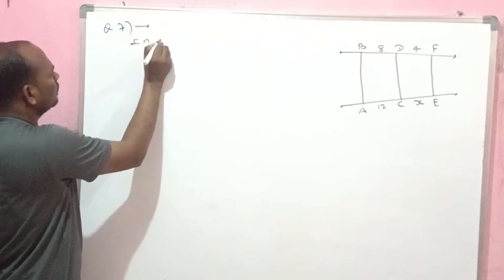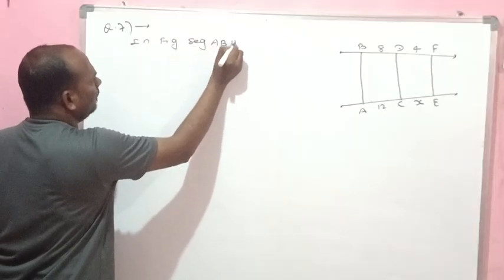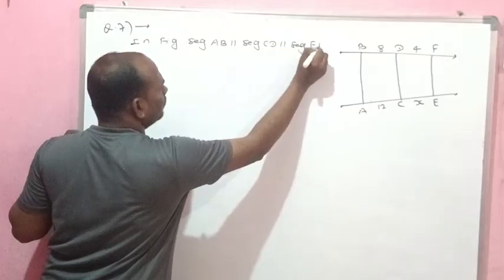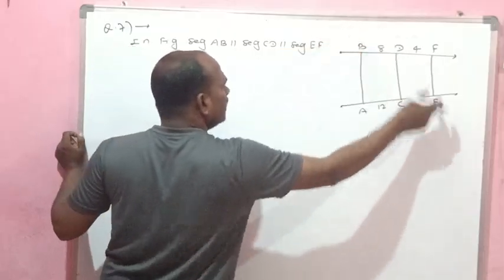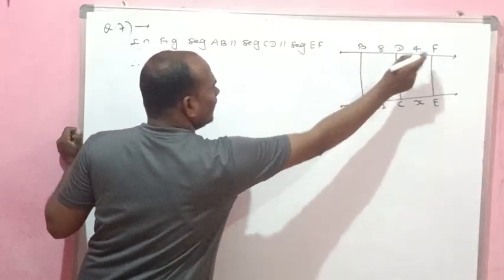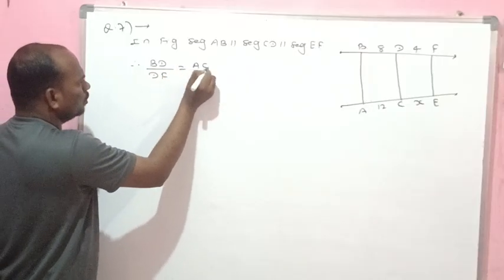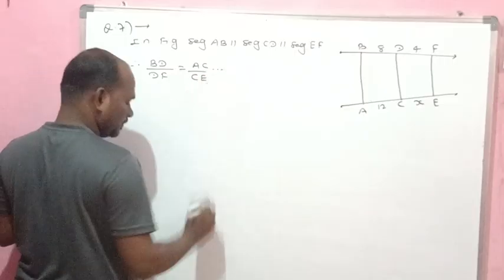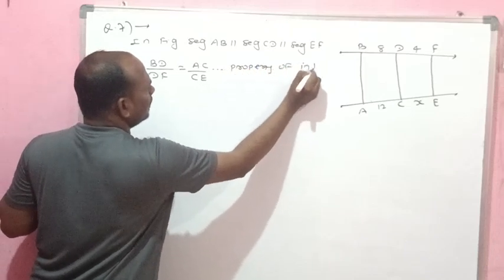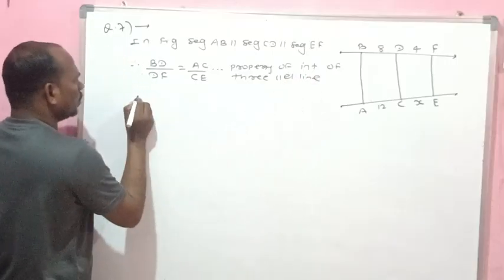Now in the figure, AB is parallel to CD, which is parallel to EF. That is, three lines are parallel: AB, CD and EF. Therefore we can use BD divided by DF is equal to AC divided by CE, by the property of intercepts of three parallel lines.